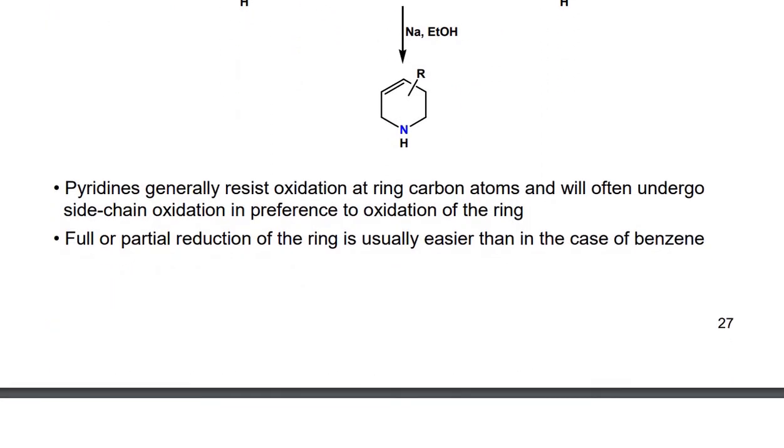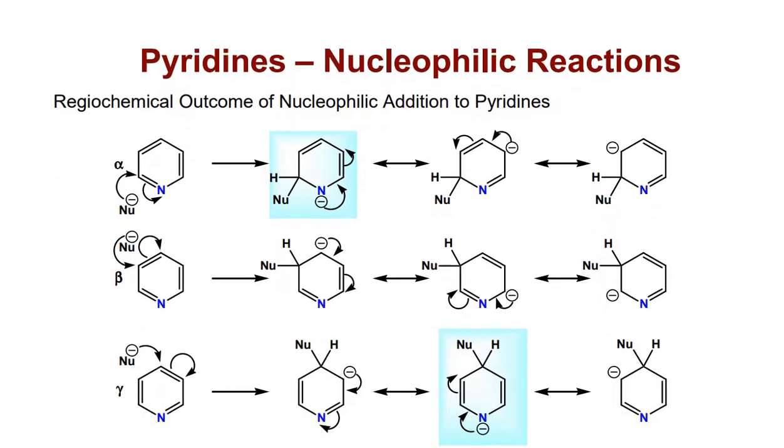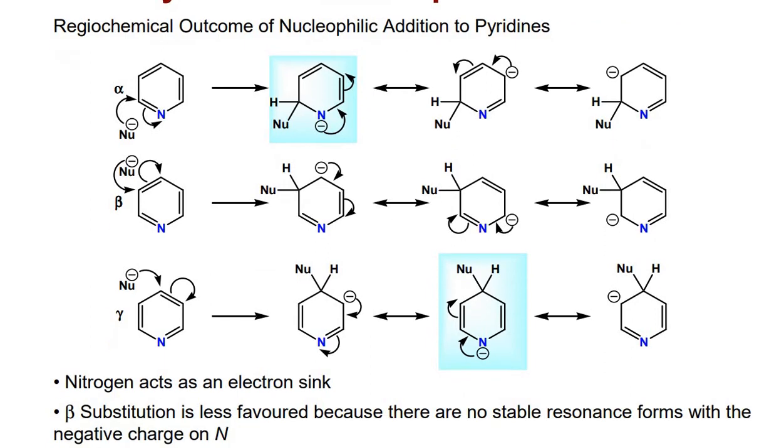You know pyridines generally resist oxidation at the ring carbon atoms and will often undergo side chain oxidation in preference to oxidation of the ring. So full or partial reduction of the ring is usually easier than in the case of benzene. Look at the regiochemical outcome of nucleophilic addition to pyridine, and look at each structure.